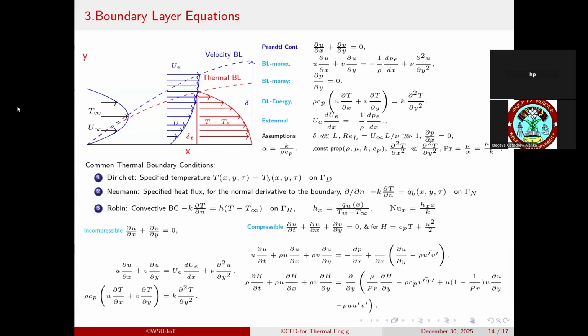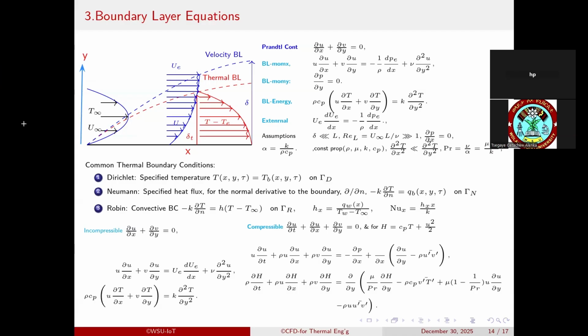The velocity components are u in the x direction and v in the y direction. The pressure is p of x, y.